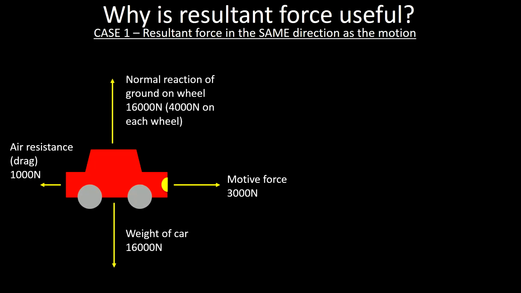And then some air resistance or drag pointing in the opposite direction to the motion of the car. So this car's moving to the right because the air resistance is pointing left. That actually tells us that. So again, the resultant force is 2,000 newtons, but how does that affect the motion? Okay, we've got 2,000 from the 3,000 forwards, 1,000 of it cancelled out by the drag.